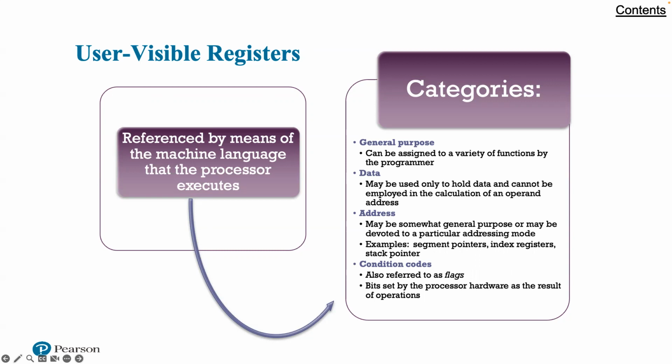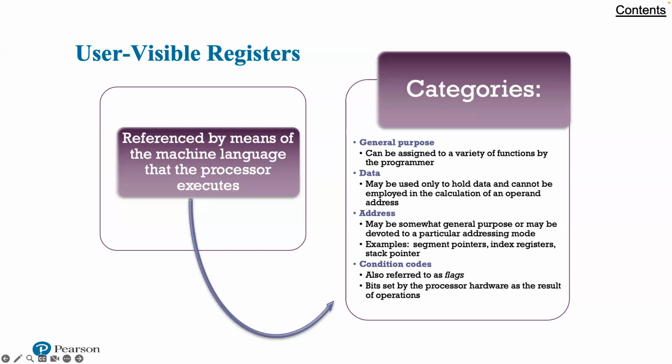In other cases, there is a partial or clean separation between the data registers and address registers. The data registers may be used only to hold data and cannot be employed in the calculation of the operand address. The address registers may themselves be somewhat general purpose, or they may be devoted to a particular addressing mode. Examples include the following. So you can have segment pointers.